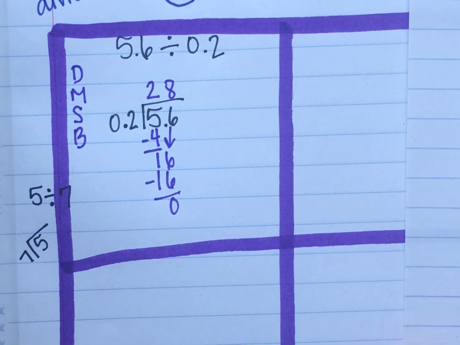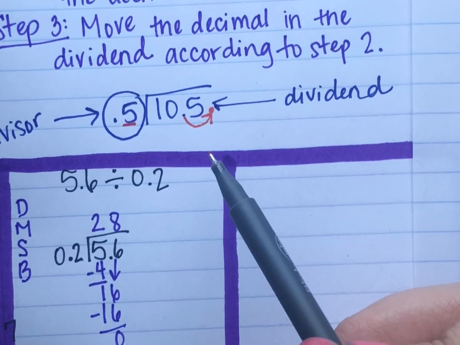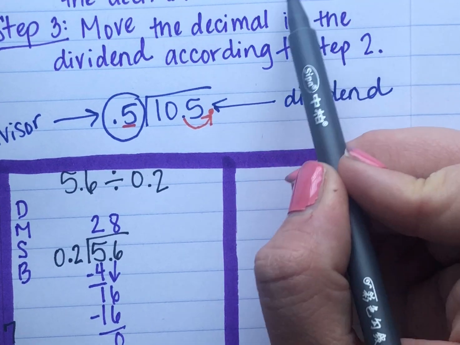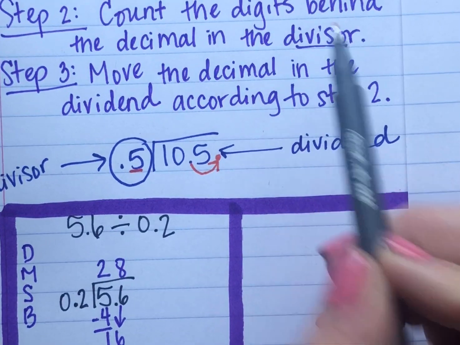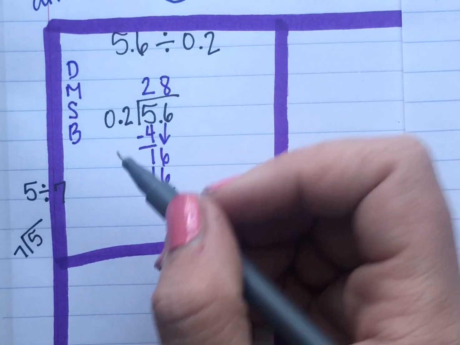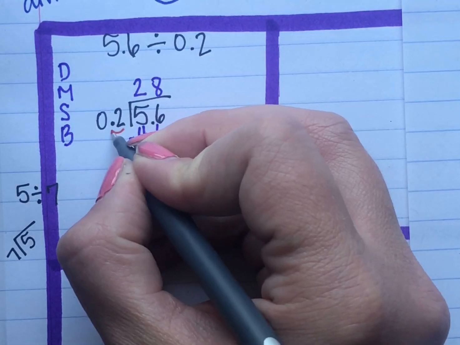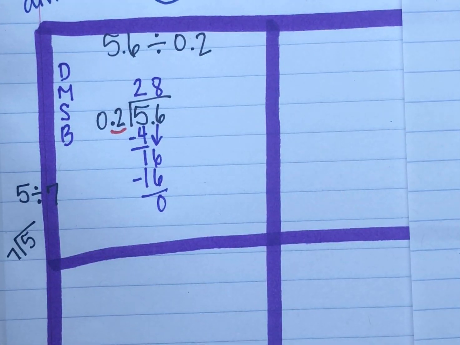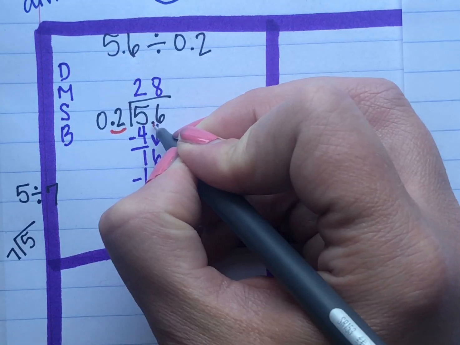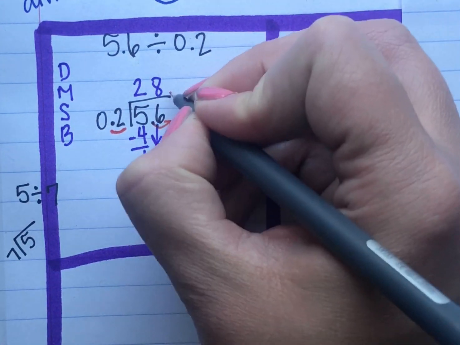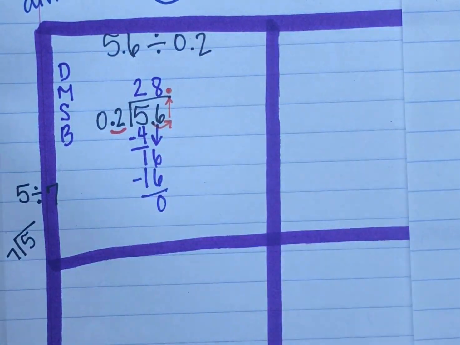So it says to move the decimal according to how many places we counted in the divisor, right? So this divisor, there's 1 digit behind the decimal in the divisor, which means I move it 1 in the dividend and it comes up in my answer.